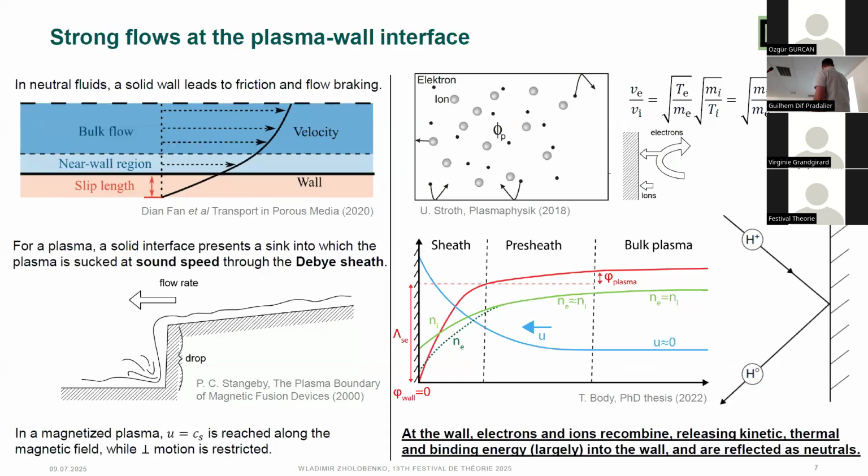Before I talk about radiation and neutrals, I wanted to make a small note about some fundamental differences between the plasma boundary and boundaries in neutral fluids. This, I think, aligns very well with the talk you have seen just before the lunch break. In neutral fluids, the flow near the wall tends to be very small due to friction with the wall. In plasmas, it's the opposite. In plasmas, the flow along the magnetic field in particular tends to be at sound speed into the wall. So we have an acceleration of the plasma into the wall.